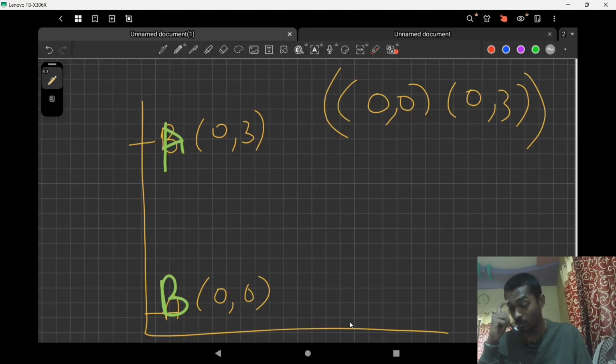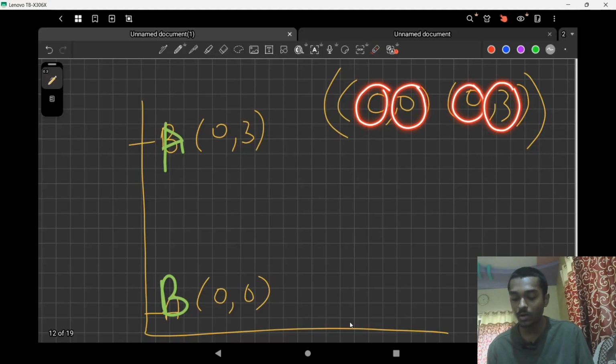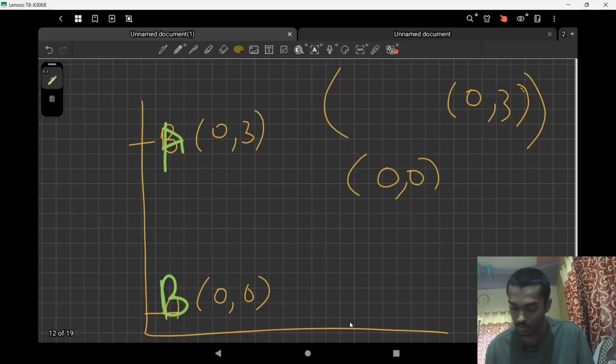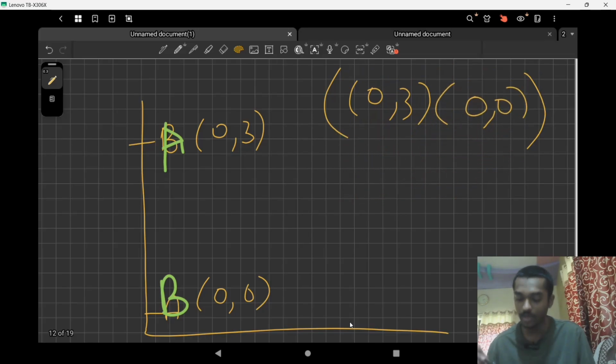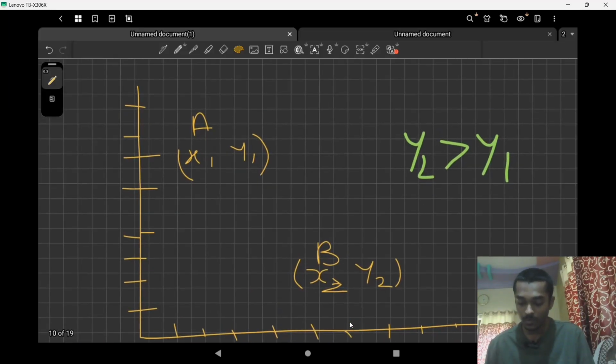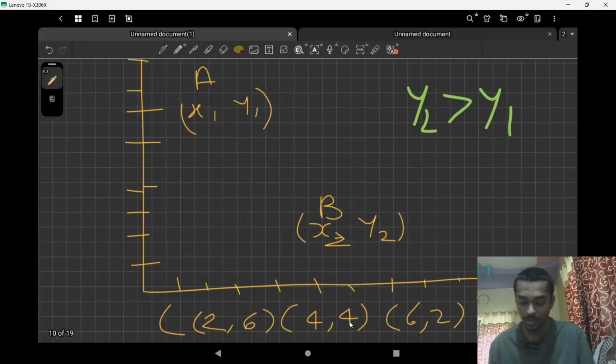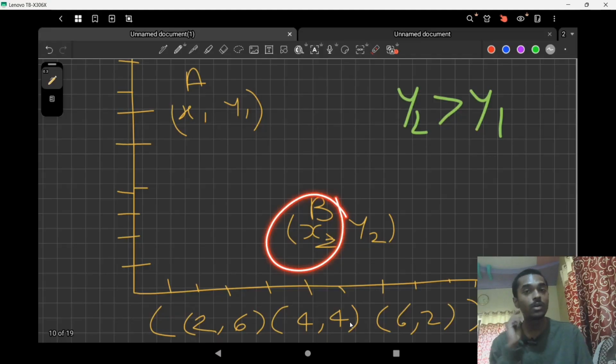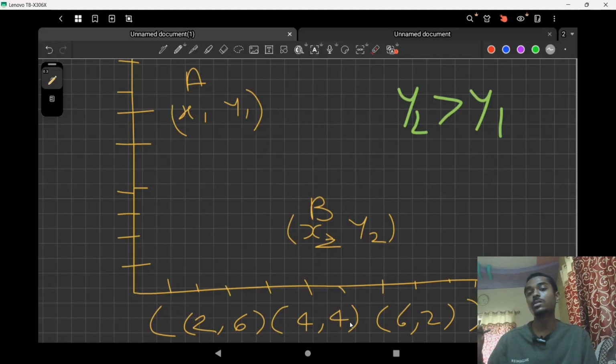Then what we need to do: if our x value is the same, then we have to sort it according to our y value in descending order. So after sorting, our array becomes like this, and 0 comma 3 comes first and 0 comma 0 comes after. This is our observation. So we always want our x2 value to be greater, because Bob is on the right side.